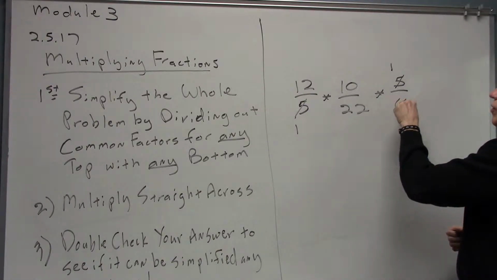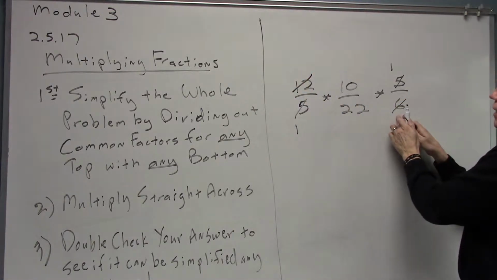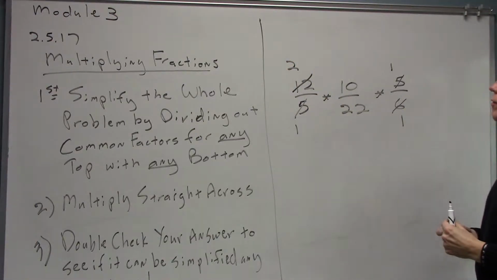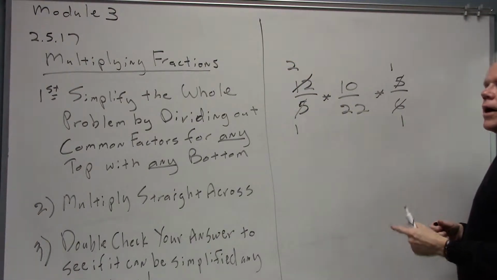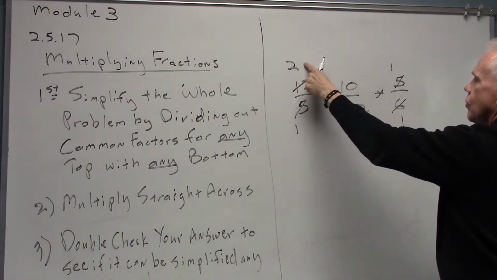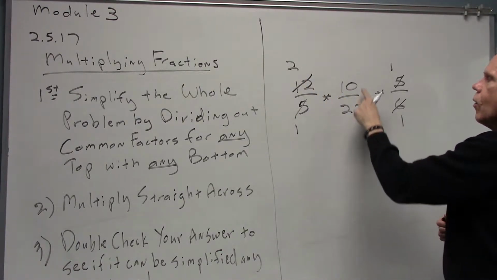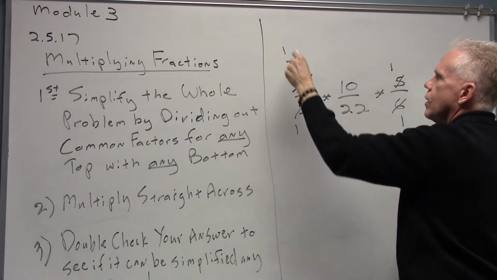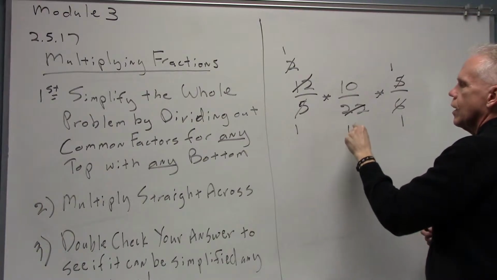I also notice the 6 and the 12. I can go 6 into 6 and get a 1, 6 into 12 and get a 2. Pretty straightforward right there. Now I know also I can do this 2 with this 22. Or I could do the 10 with the 22. I'm going to do the 2 with the 22 though. 2 into 2 goes 1. 2 into 22 goes 11.